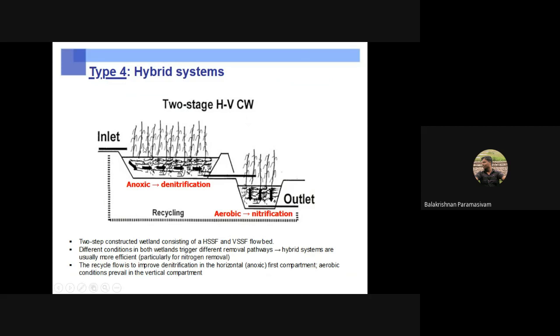So in the hybrid system, if you see, there is a horizontal flow constructed wetland and a vertical flow constructed wetland. So here it will be the anoxic denitrification process. Here it will be the aerobic process, aerobic nitrification. Denitrification here, nitrification here. So this anoxic system and MBBR system, if you see, have the same operation procedure only.